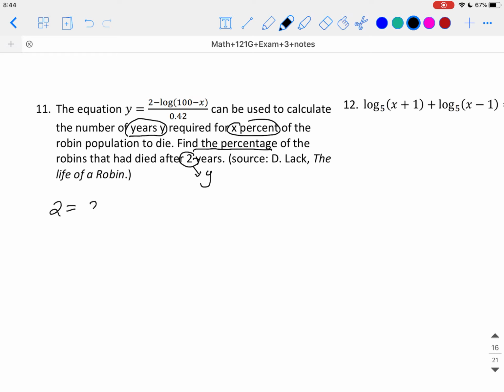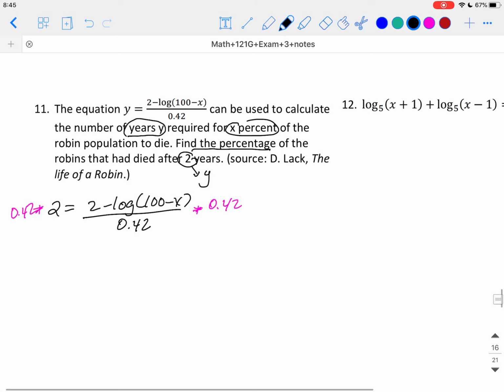So we want to find the percentage that have died after 2 years. So the 2 is going to be our y. So let's substitute it in. So 2 is equal to 2 minus the log of 100 minus x, all of that divided by 0.42. So we need to get the logarithm by itself, and eventually we're going to exponentiate using the base, understood 10. Okay, but first we got to clean it up. So we have to multiply both sides by 0.42. And if you do that in your calculator, you're going to get 0.84.